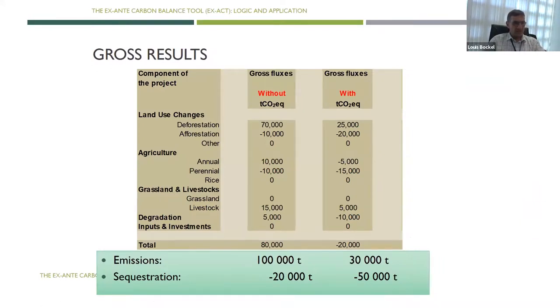In order to illustrate it, I show you here the gross result without project and with project. We have a result of 80,000 tons of emission without project, and a result of minus 20,000 tons of emission with project. This result comes from, for without project, 100,000 tons of emission and minus 20,000 tons of sequestration.